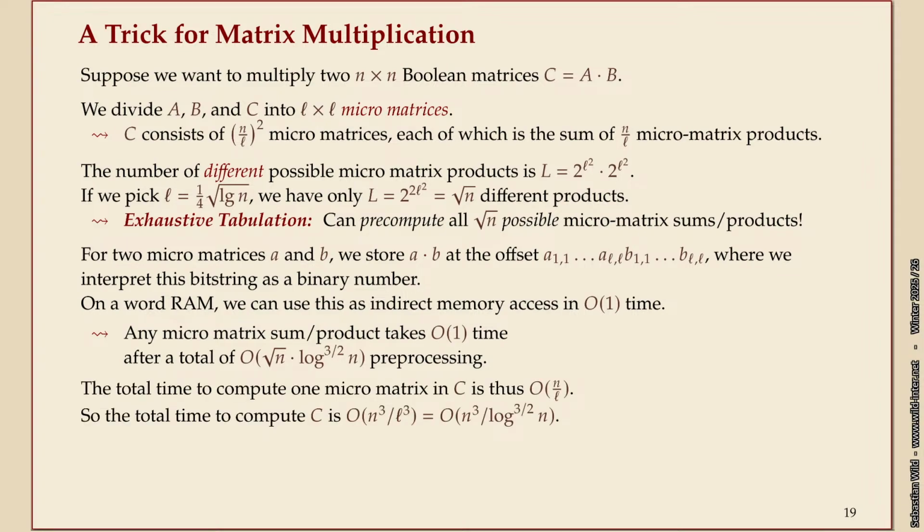Now the total time to compute one entry in the result is summing up n over L of these micromatrix products, right? You could do the summing up in constant time each because we pre-computed the sums as well, just because we could. And so the total time is n over L for each output cell. N over L squared output cells makes n over L cubed in total. And so you get the total time n cubed divided by log to the 3/2.